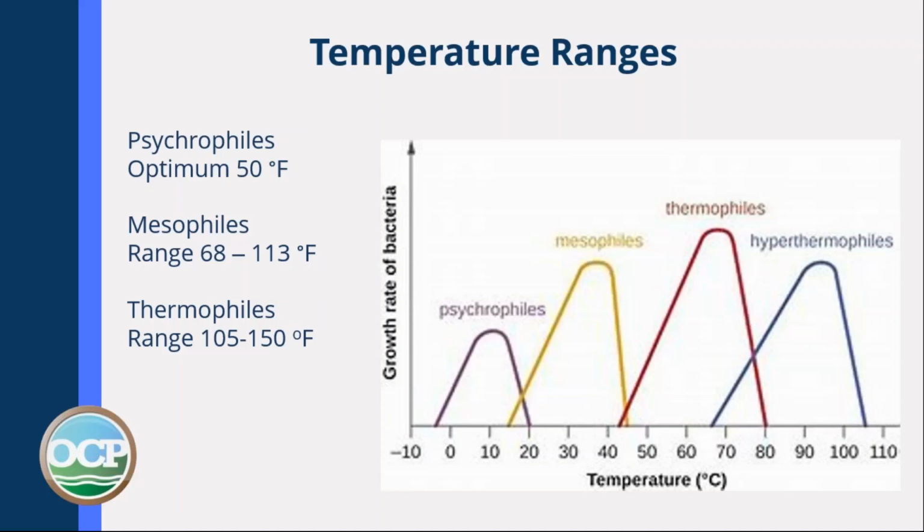The temperature ranges for the digesters. If you're running ambient, you're probably using either psychrophiles or mesophiles for bacteria. The psychrophile range, the optimum temperature is 50 degrees Fahrenheit. Mesophiles range from 68 to 113. So if you're heating the reactor some, you will be using mesophiles. But typically when you're heating, you'll use thermophiles. The range for these are 105 to 150 degrees Fahrenheit. Their optimum point is probably right about 140.